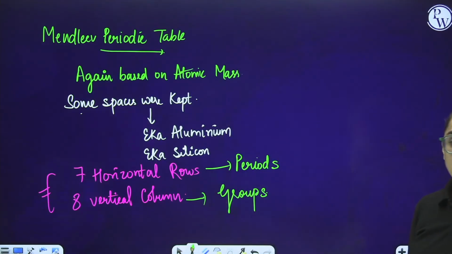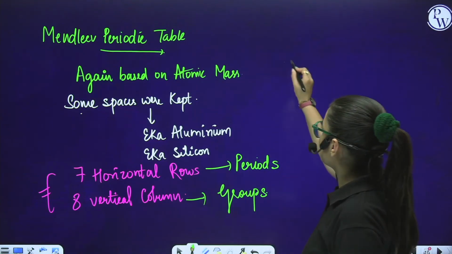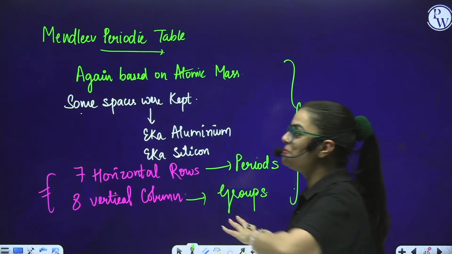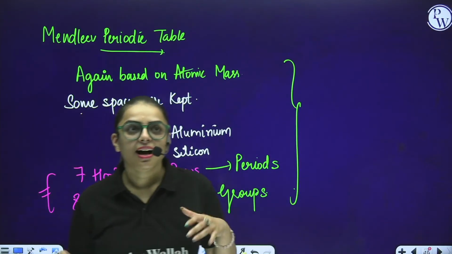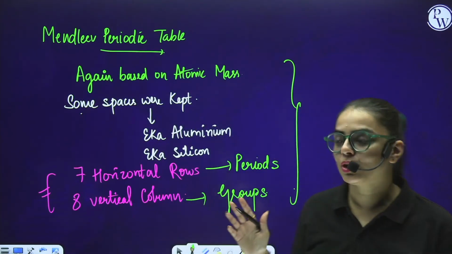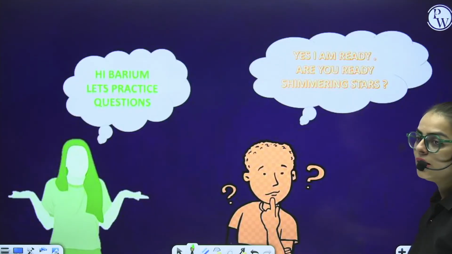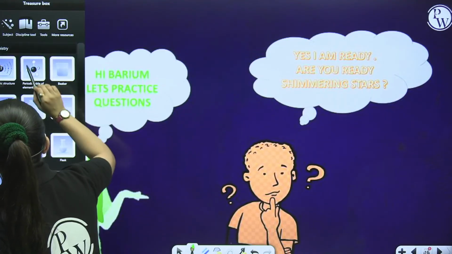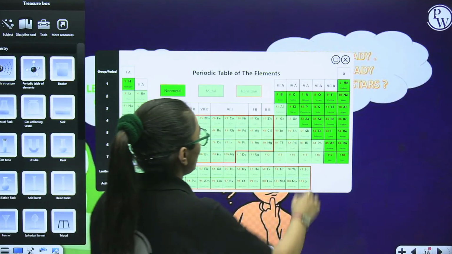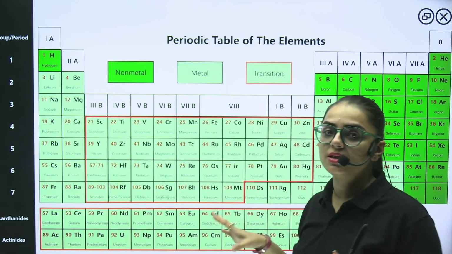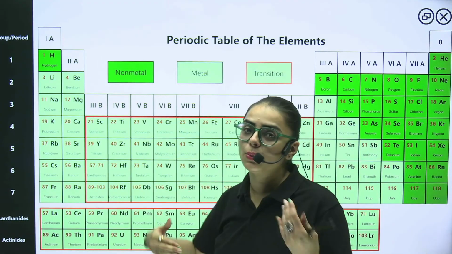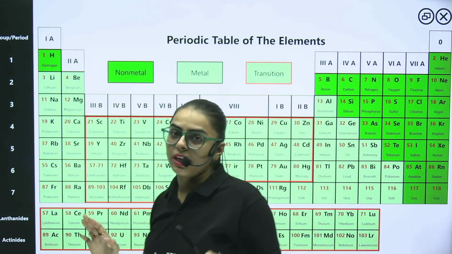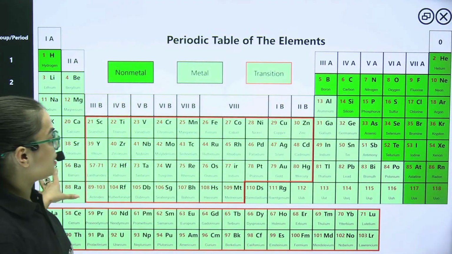So this was about Mendeleev's periodic table, students. Just a brief introduction, though in detail we will do it in the next class with the modern form of the periodic table, which I have shown you already. Let me show it again. So this was the modern form of the periodic table. In the next class, we are going to understand how these elements are placed over there. Why calcium is placed over here. Why this element is placed over there. We are going to understand this in depth.